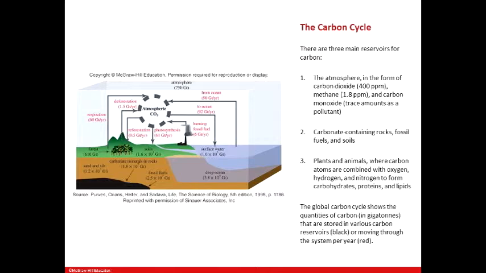So if you had to group these another way, this would be that which is in the air, the atmosphere. This would be that which comes from what we would call inorganic sources, and the third would come from what we call organic sources. All right, the global carbon cycle shows the quantities of carbon in gigatons. Know that. That's one of my favorite true-false questions. Okay, it's what units it's measured in.